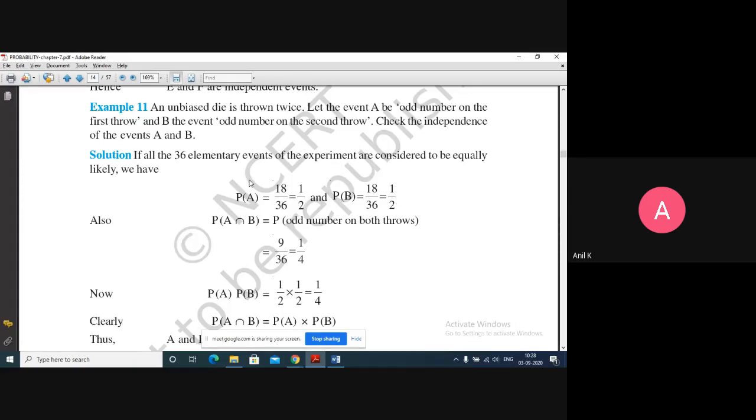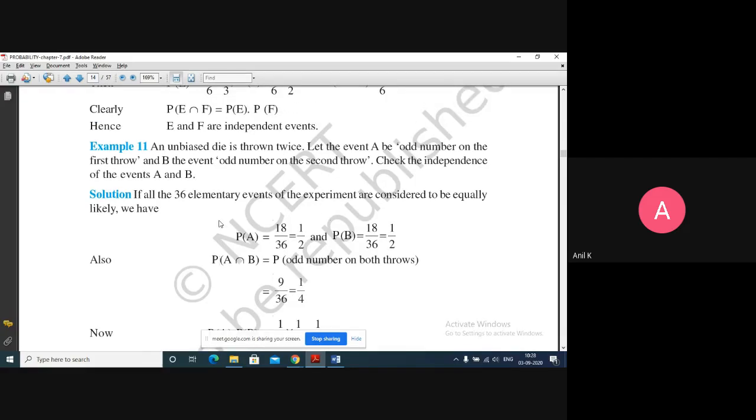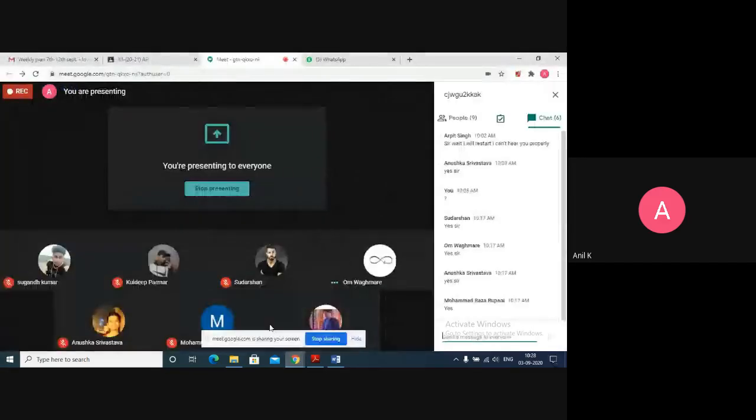Now how do I check it? Check means first I'll find P of A intersection B. A intersection B means an odd number on the first throw and an odd number on the second throw also. Can you tell me how many will be there? An odd number on the first row, an odd number in the second row also. I'll get 1,1, 1,3, 1,5. Odd number on the first row and second row both.